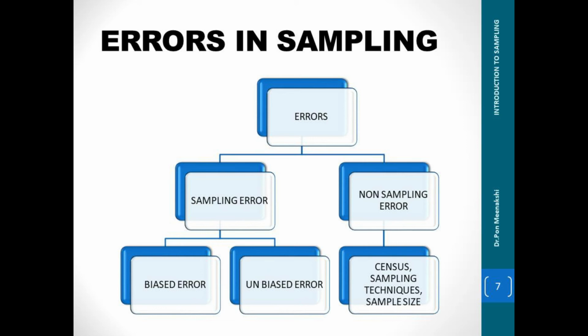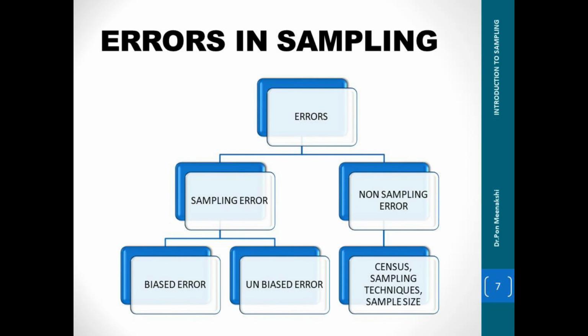Non-sampling error occurs in both census and sampling techniques. It also increases when the sample size increases. Non-sampling error occurs due to some reasons: data collection may be inconsistent, inappropriate method of interview, lack of trained and experienced investigators, non-response, errors in data classification, typographic errors. Apart from the sample itself, everything comes under non-sampling error.